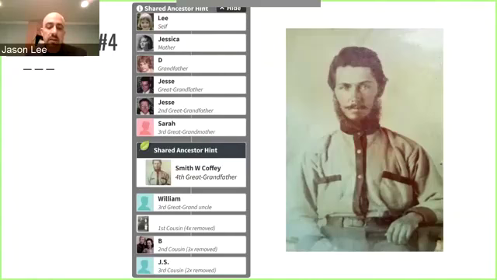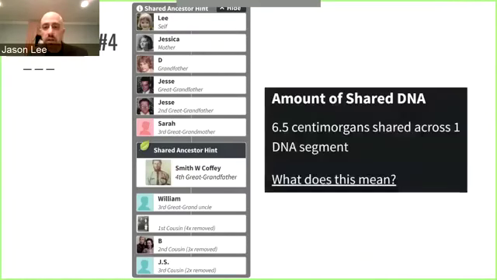So JS is my daughter's third cousin 2 times removed. Third cousin 2 times removed. And we have a shared ancestor hint. So that means not only do we share this ancestor, but we also share some DNA, or my daughter does. And we should take a closer look at this before we jump to any conclusions.